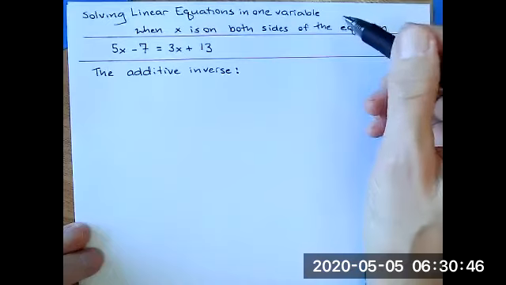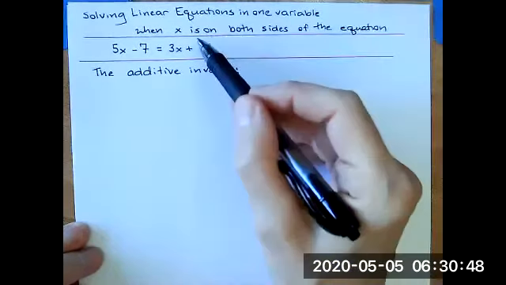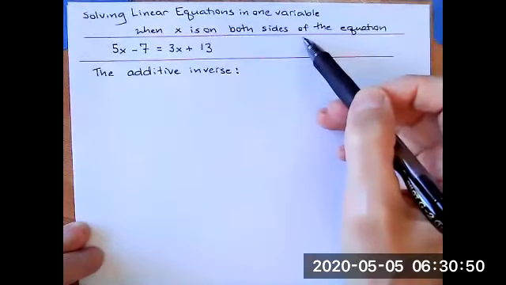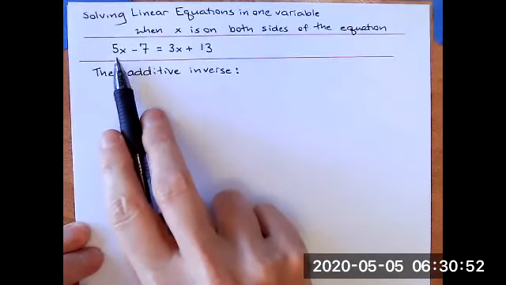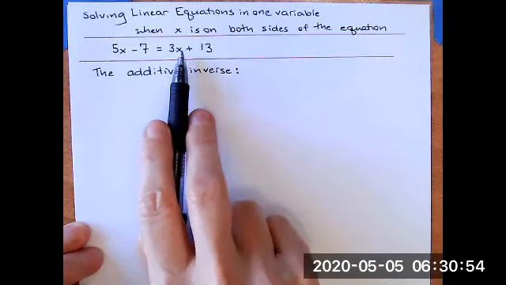Solving linear equations in one variable when you have x on both sides of the equation. Like this, you have x on both sides.